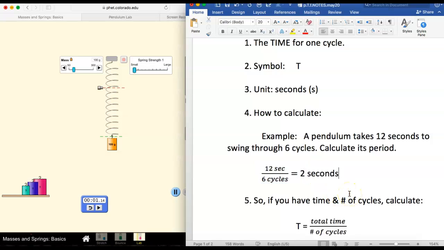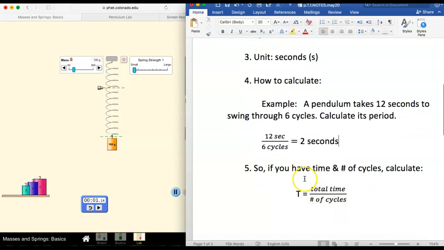Now, some people write 2 seconds per cycle. There's nothing wrong with that. 2 seconds per cycle, completely correct. I would mark it correct, but it's more common to just say the period is 2 seconds, and we all understand that means 2 seconds for one cycle.